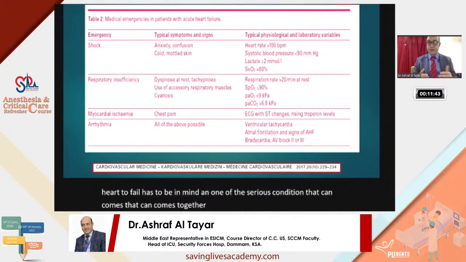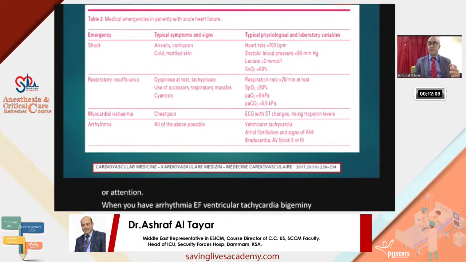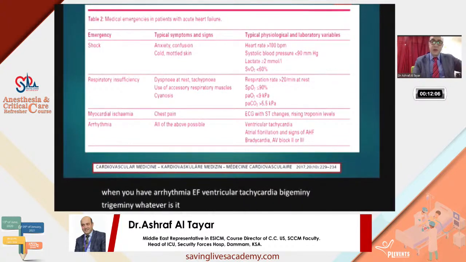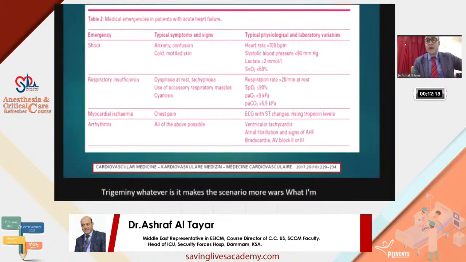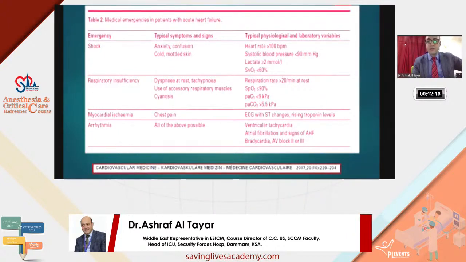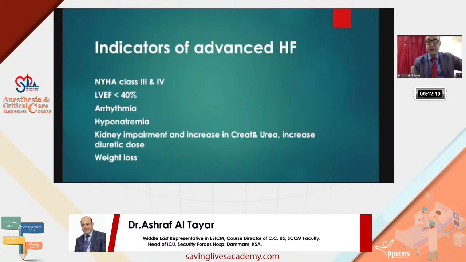Also, myocardial ischemia, per se, is a typical entity for great attention. But when it's accompanied by heart failure, it makes us more worried, and it warrants more focus or attention. When you have arrhythmia, AF, ventricular tachycardia, bigeminy, trigeminy, whatever it is, it makes the scenario worse. What I'm focusing on is that in ICU we have to be very vigilant, dealing with everything at the same time. We're not focused on something and forget many other things.